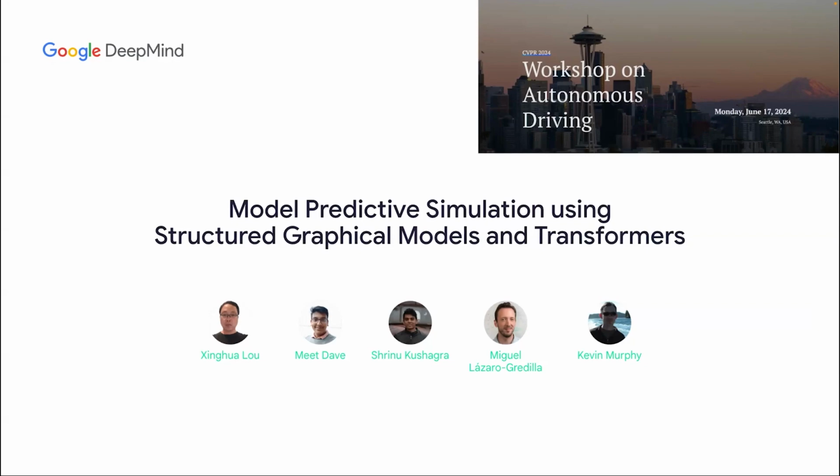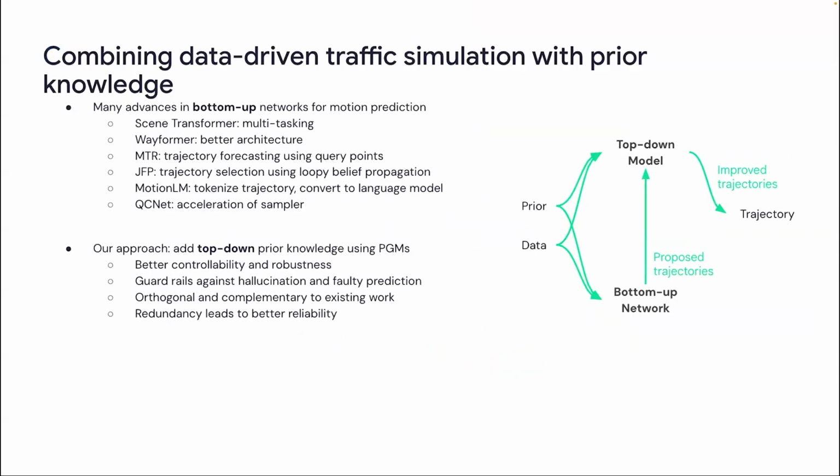Hi. So our approach is called model predictive simulation using structured graphical models and transformers. This is joint work with my colleagues from Google DeepMind. So we all know that there is a lot of great work on building bottom-up neural networks for motion prediction. They have achieved great success, but we took a different approach. We think about how we can add top-down knowledge and make it better. And we use graphical models. We think it can bring better controllability, robustness, and also reliability.